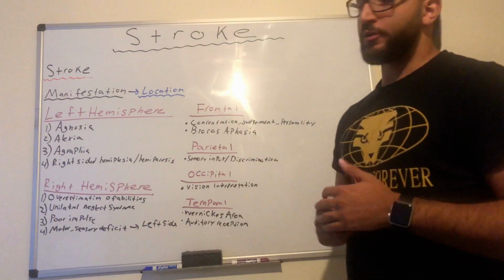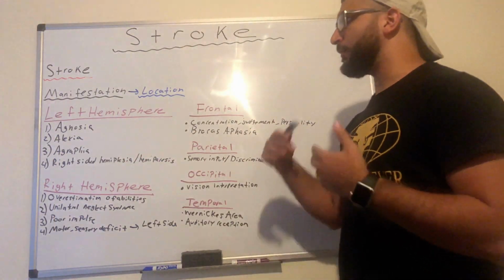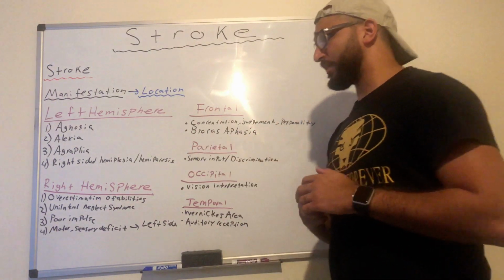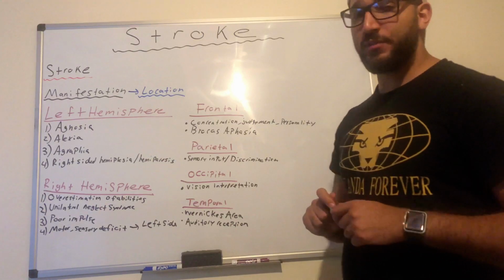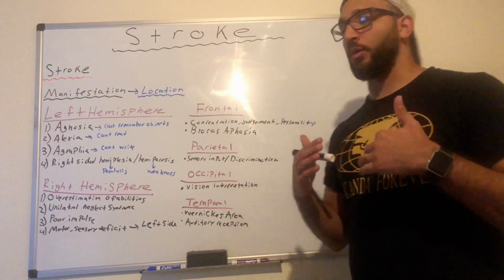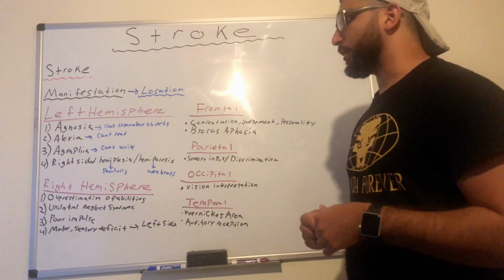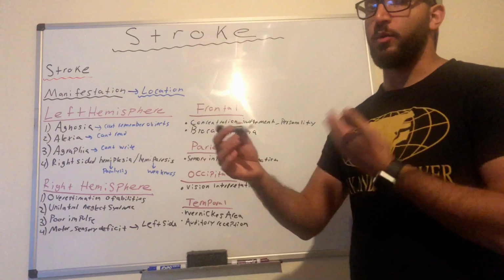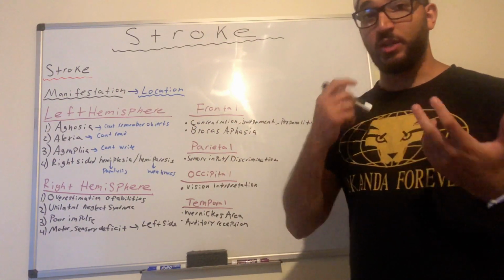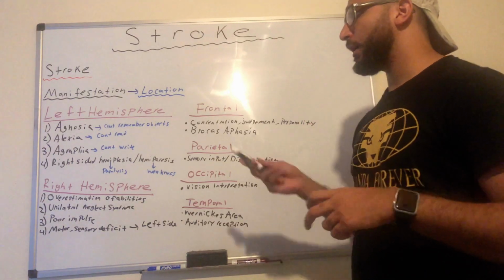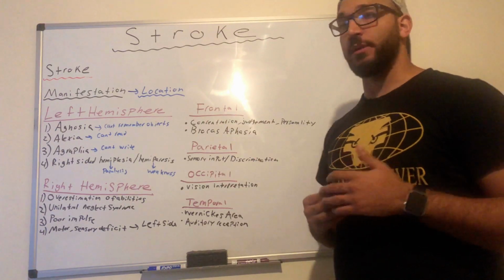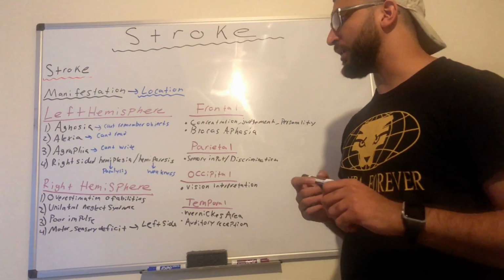Okay, so when a stroke occurs, there are different manifestations depending on the location it affects. It causes different types of issues. For example, the left hemisphere is going to cause agnosia. Agnosia is the inability to recognize familiar objects. So if I'm looking at this marker, I won't be able to explain what it is properly. Alexia is also an issue of a left hemisphere stroke. That is the inability to read properly. Also, there's something known as agraphia, meaning the inability to write.